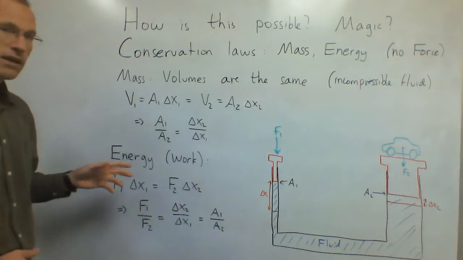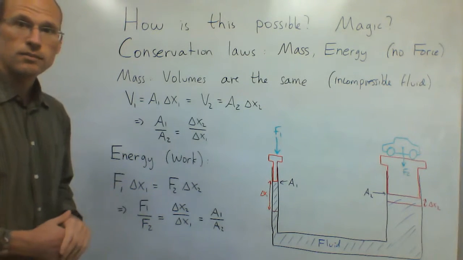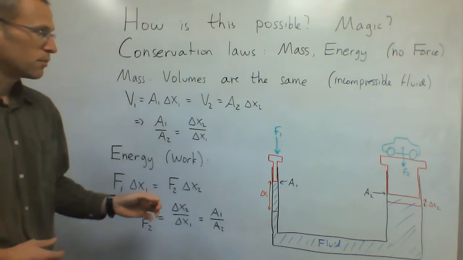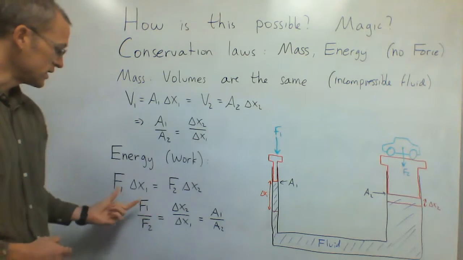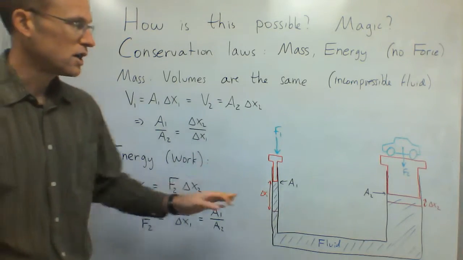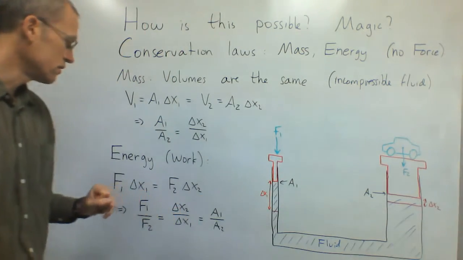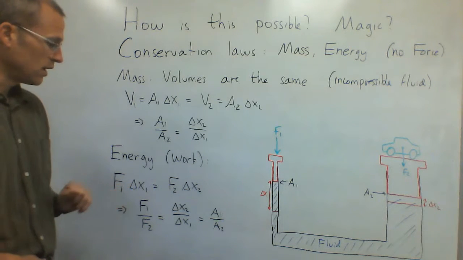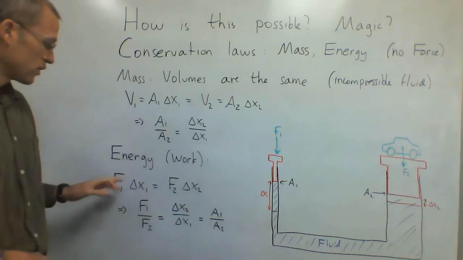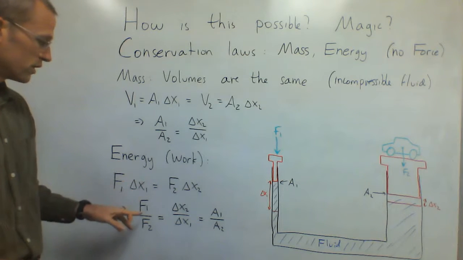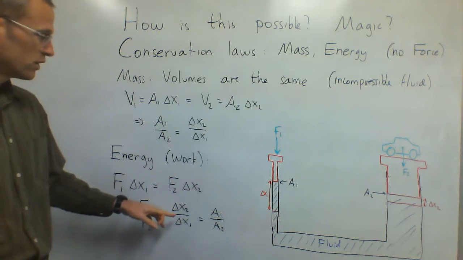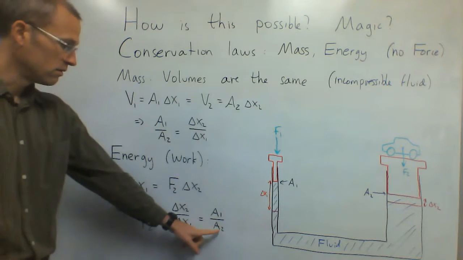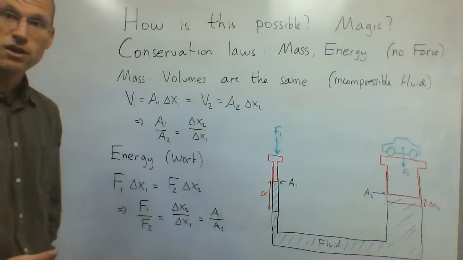Because of that, we have conservation of energy, which is the same thing as work. So work is a force times the distance. I'm pushing down F1 over this distance delta x1. That pushes up F2 over that distance delta x2. So conservation of energy says that F1 delta x1 equals F2 delta x2. If you rearrange that into F1 over F2, that's delta x2 over delta x1. But from conservation of mass, that's A1 over A2, and that is exactly Pascal's principle that we saw on the previous slide.